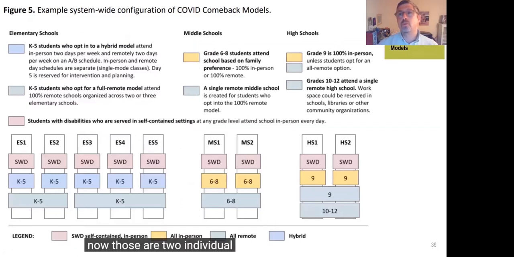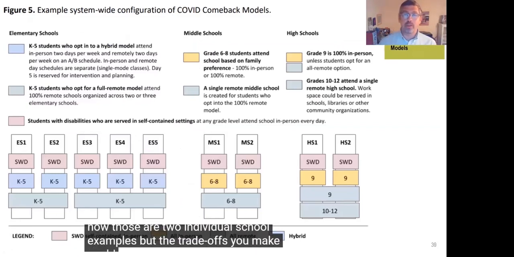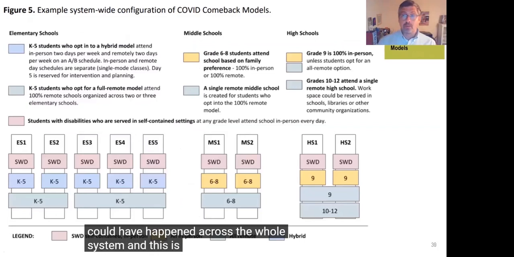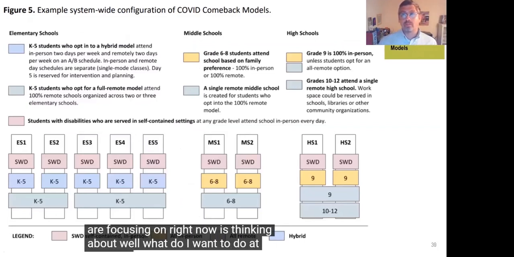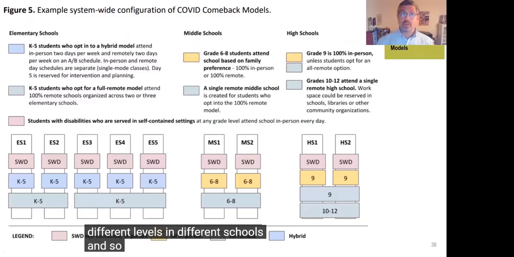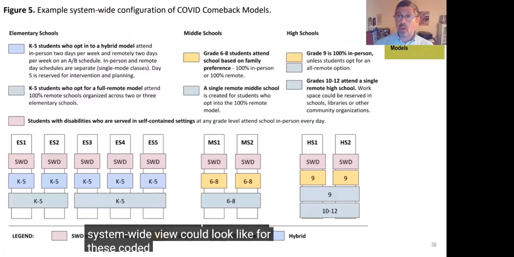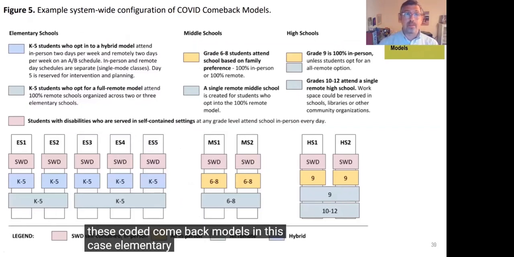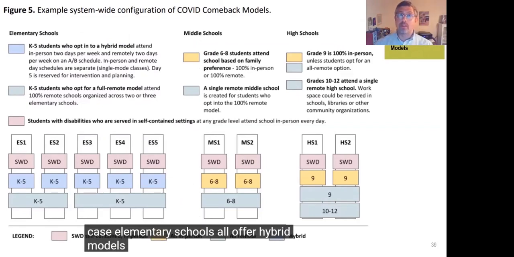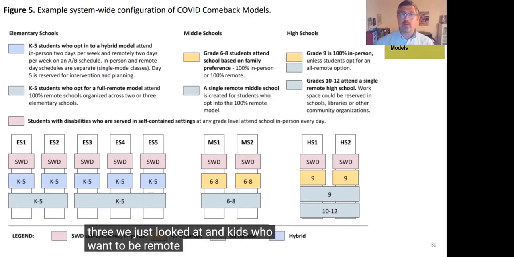Now, those are 2 individual school examples, but the trade-offs you make could happen across the whole system. And this is what district leaders are focusing on right now, thinking about what I want to do at different levels in different schools. And so here's an example of what a system-wide view could look like for these COVID comeback models. In this case, elementary schools all offer hybrid models that are split, like the Model 3 we just looked at, and kids who want to be remote get to be remote.